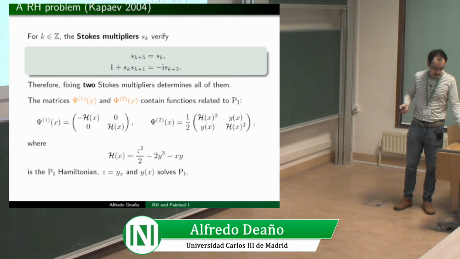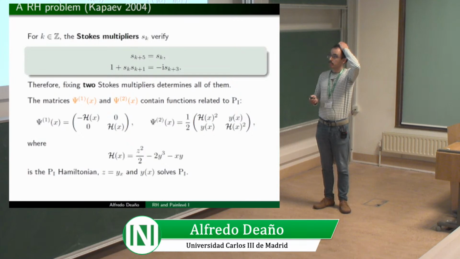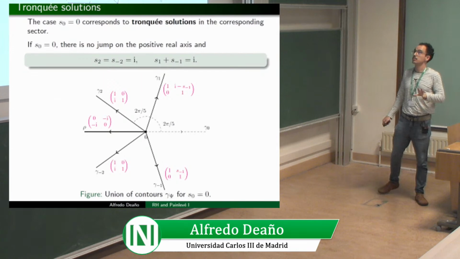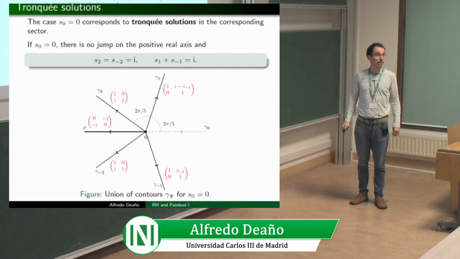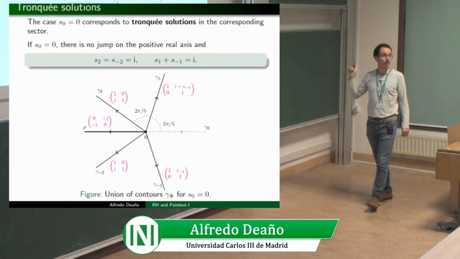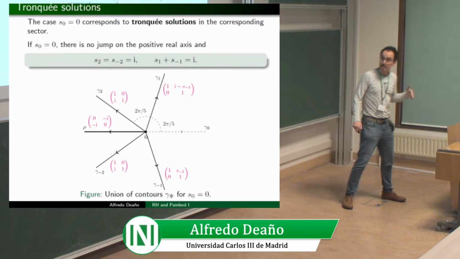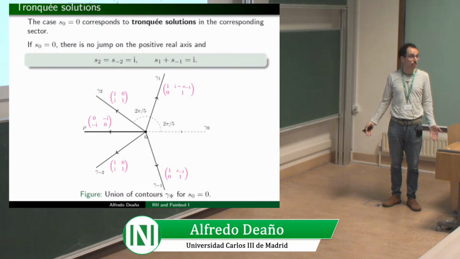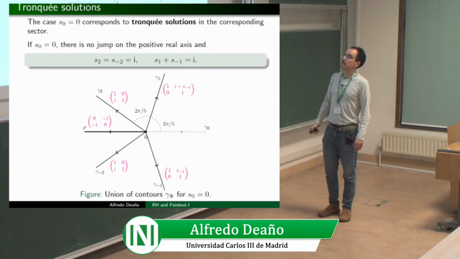Now, okay, so what do you do with it? Well, the first thing, which is non-trivial, is to consider this case S0 equal to 0. And this leads to tronquée solutions. If you ask me why, I'll say it's a good question. My only answer now is that you do all the steepest descent analysis in this case, and it works, and it gives you the asymptotics for the tronquée solution. So then you go back and see, well, this is the tronquée family. But to guess this from the start, I'm not sure how to answer that.